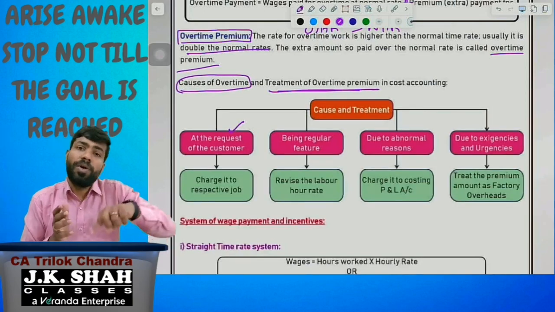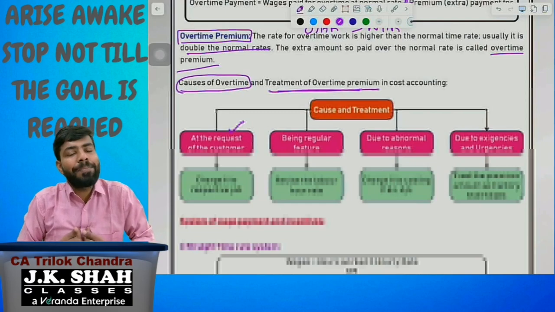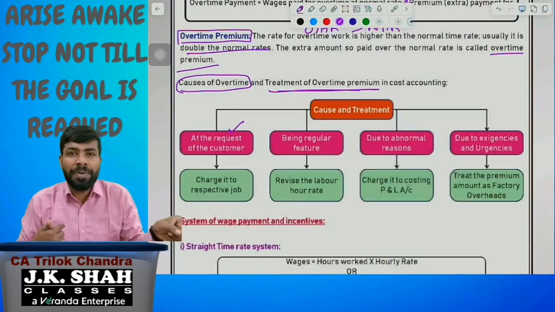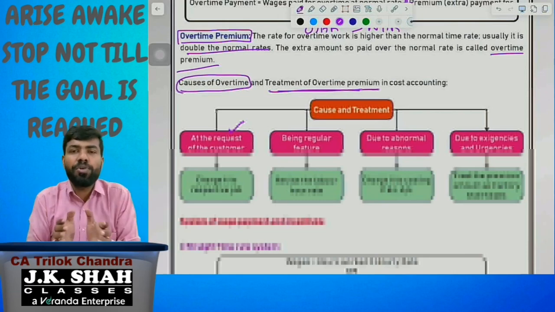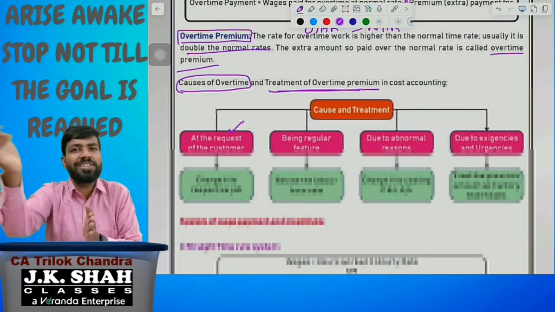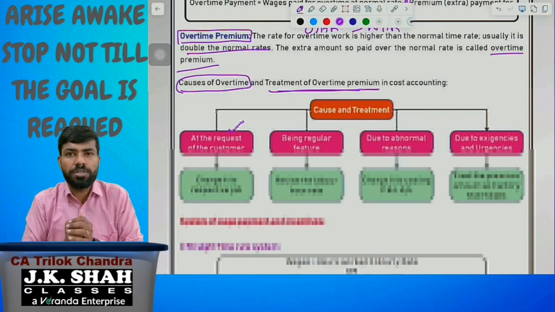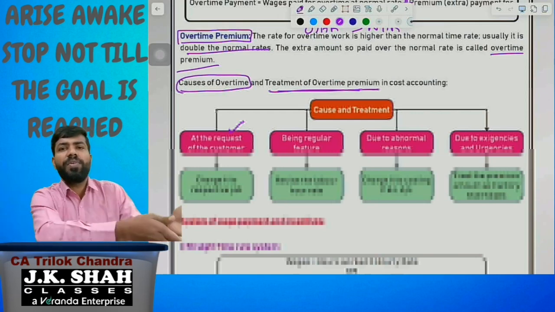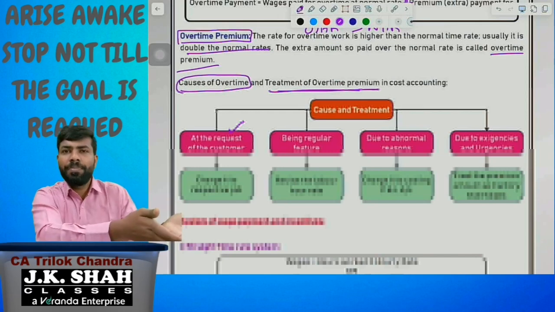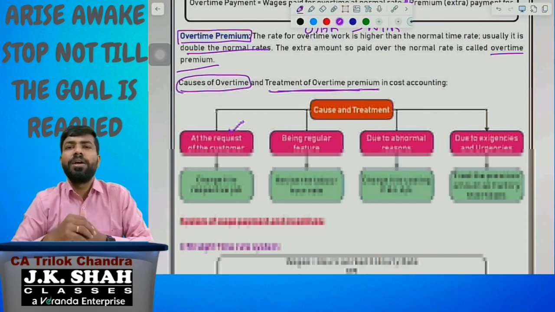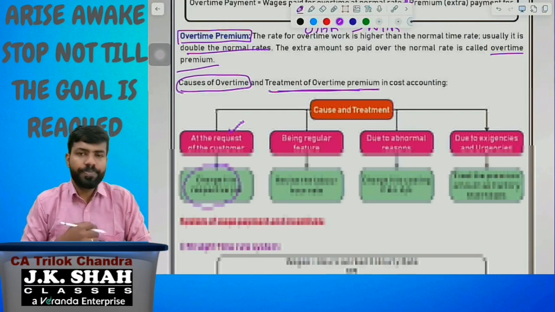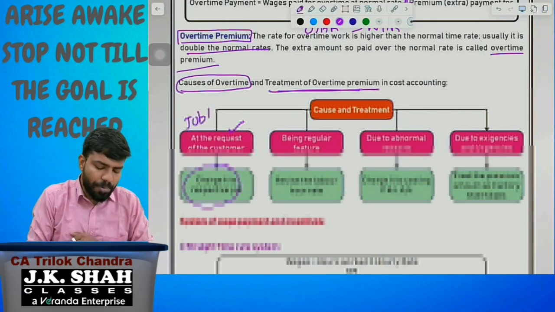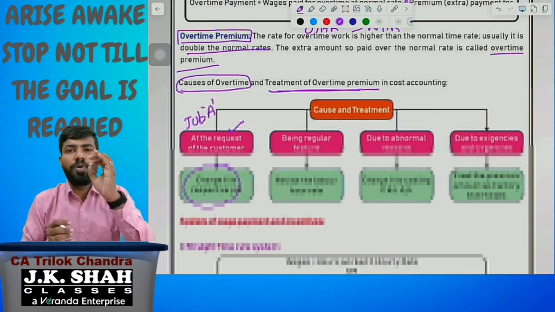Now, for the overtime, being an employer, being an entrepreneur, I have to pay the premium. That is my cost. Who should bear that cost? You tell me, in this scenario, who should bear that cost? Definitely the customer. The client has to bear the cost. Why will I bear it? At the request of the customer only, we are working overtime. For the overtime, we are paying the premium. So the premium cost has to be borne by the customer. So charge it to the respective job. If I am doing job A, I am going to charge it to job A. I hope you understand this point.